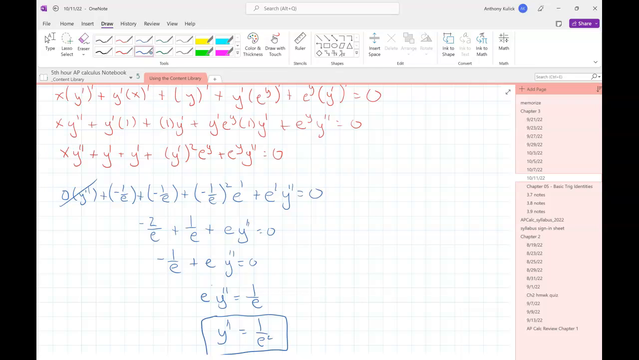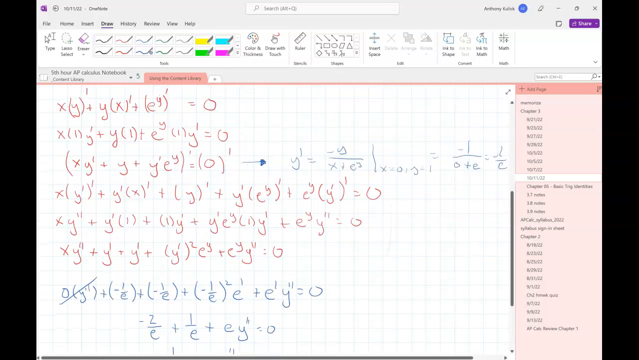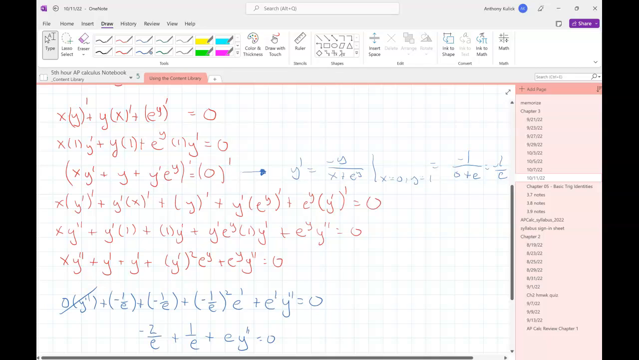Mia, does that make sense? It's a tough one, right? That had a lot to it. Whenever you're looking for the second derivative for an implicit, it's going to get messy. And this was actually easier than having to find the equation for the second derivative, because we never had to plug in the expression negative y over x plus e to the y and try to simplify anything, which would have been kind of gross.